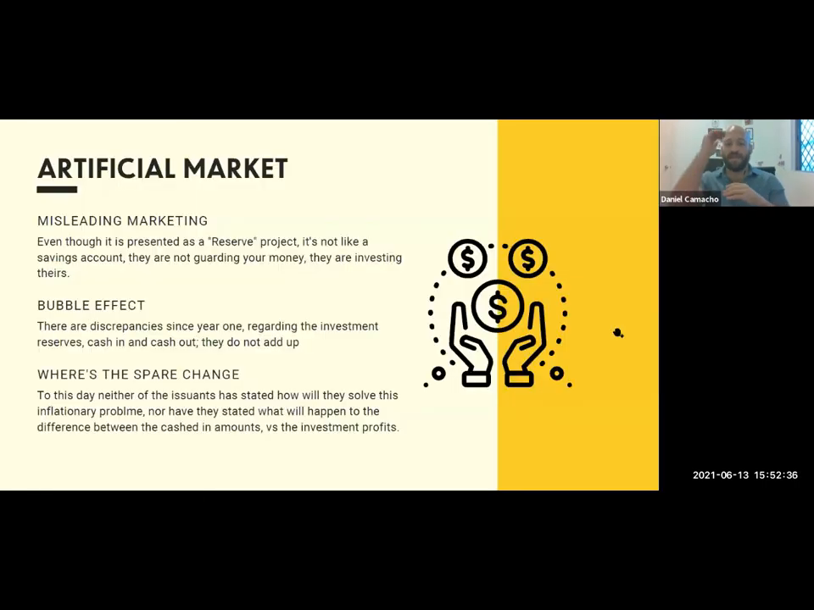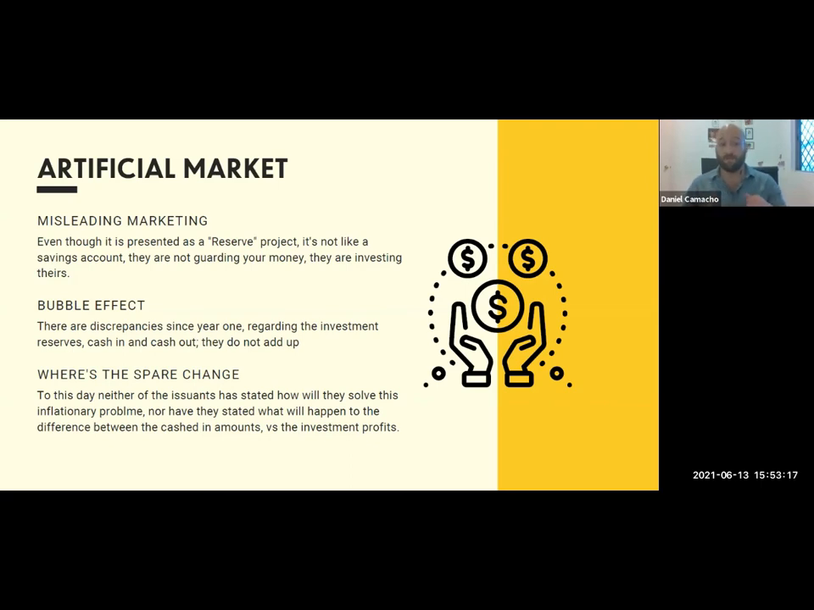Now, let's talk about every problem one by one. We have an artificial market with these stablecoin projects because we have misleading marketing. Even though it is presented as a reserves project, it's not like a savings account. They are not guarding our money. They are investing theirs. Remember that when we cash in money in any financial institution, by law and according to the contract that we are signing, that money is no longer ours, it's theirs. So they are not guarding our money, they are investing theirs.